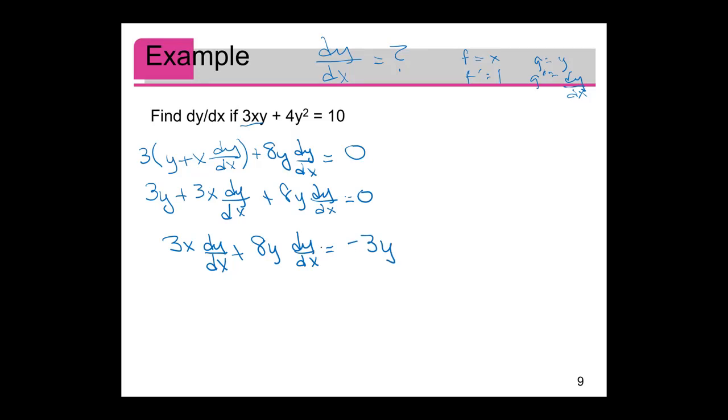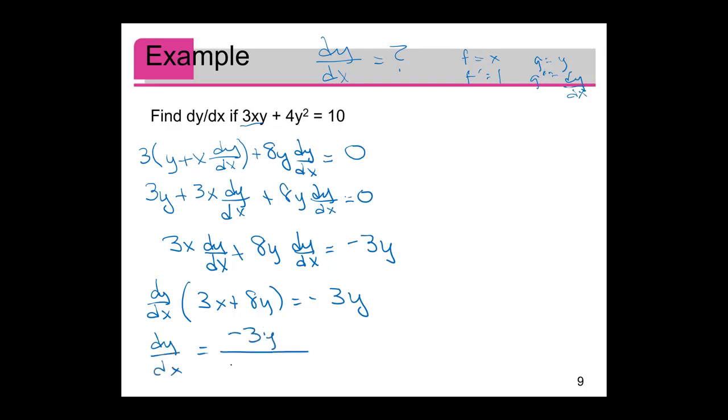Then you factor out the dy dx. Good. Good. Last, then divide the 3x plus 8y to the right side. Perfect. All right. Well, I think everyone's starting to get it. I don't know if I'm just lucky calling on people who are getting it or not, but good job, Mike. Thank you.